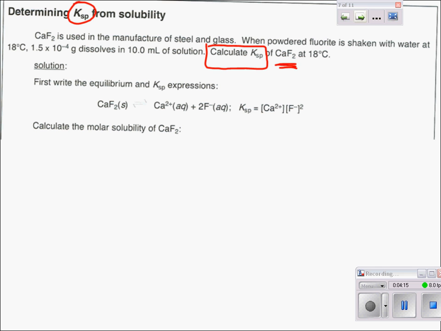So when you go, the first thing you do is you start with the reaction. CaF2, you break it up into Ca2+ and 2F−. Your Ksp expression, you will end up with that right there: Ca to the first, F− to the second.